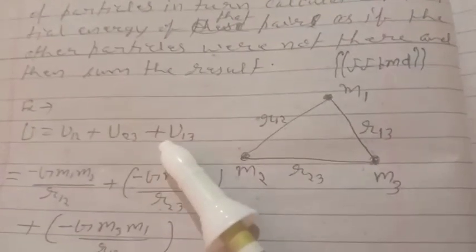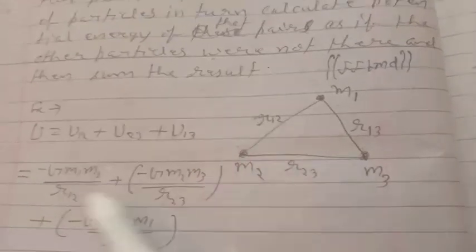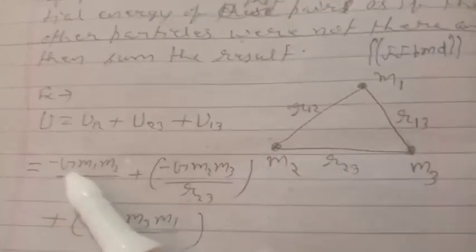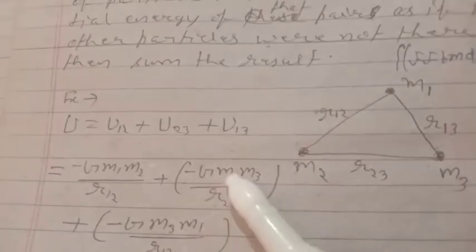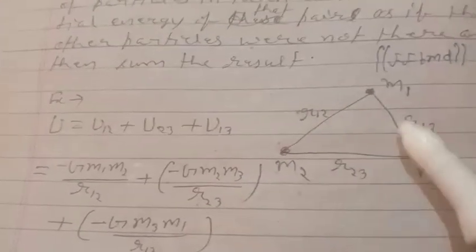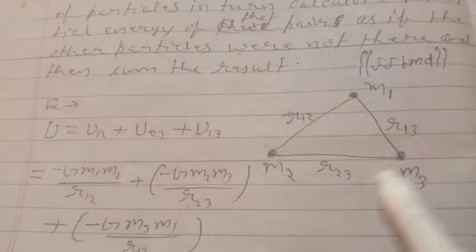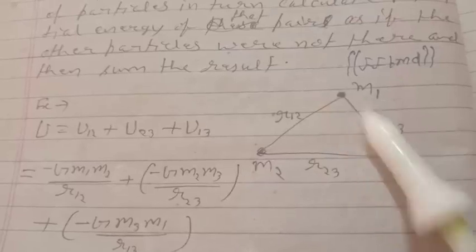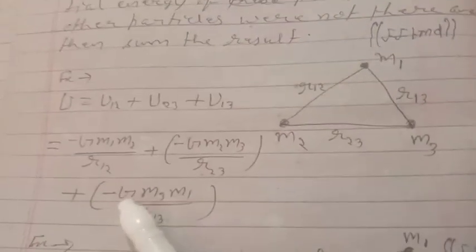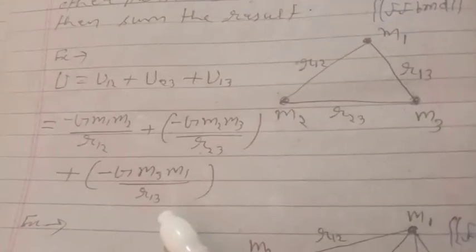Example, the potential energy of a three particle system is U equals U12 plus U23 plus U13, given by minus G M1 M2 by R12, where R12 is the distance between M1 and M2, plus minus G M2 into M3 by R23, where R23 is the distance between particles M2 and M3. Similarly, we can write the third, minus G M3 into M1 by R13.